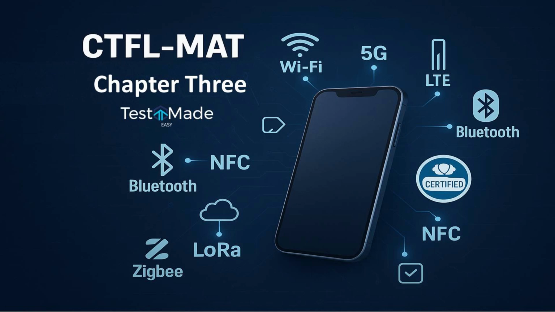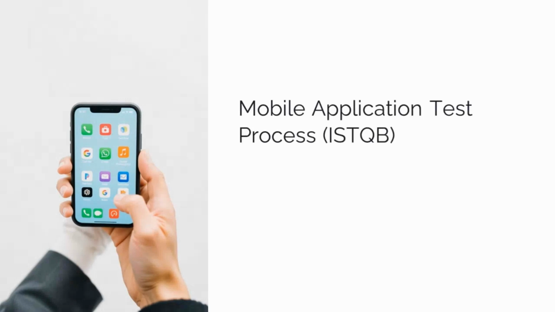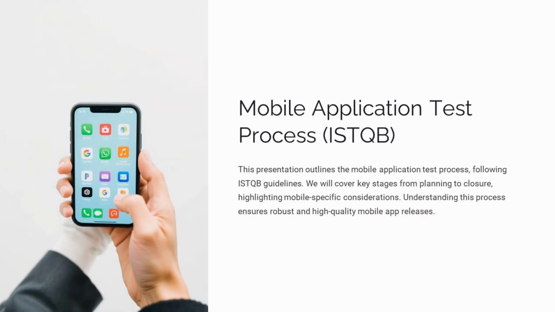Mobile Application Testing. Chapter 3. Mobile Application Test Process, ISTQB. This video outlines the mobile application test process, following ISTQB guidelines. We will cover key stages from planning to closure, highlighting mobile-specific considerations. Understanding this process ensures robust and high-quality mobile app releases.